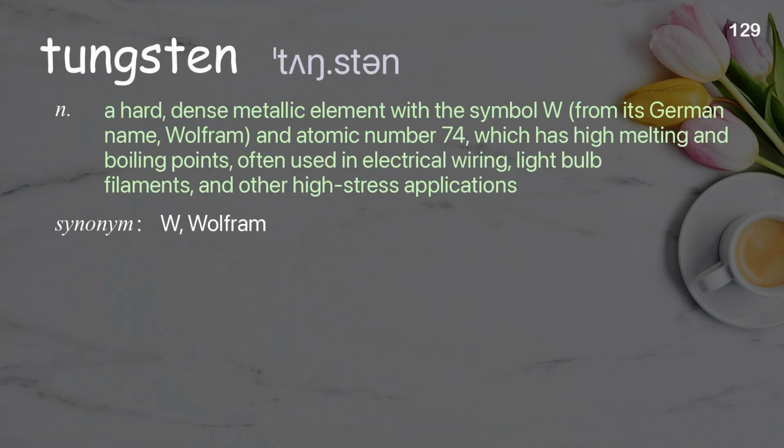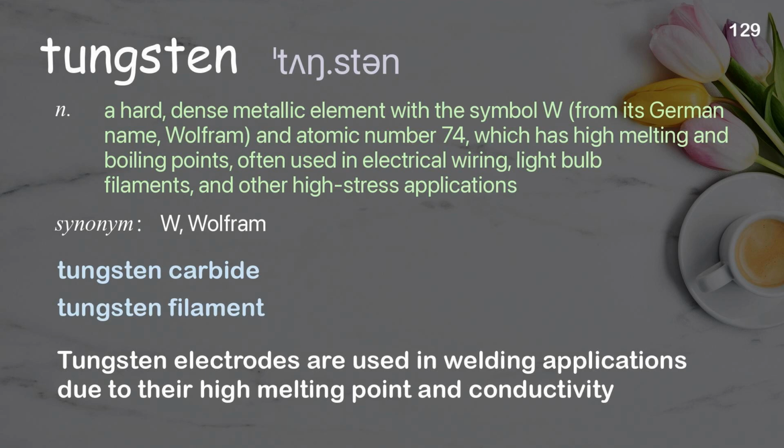Tungsten. A hard, dense metallic element with the symbol W, from its German name Wolfram and atomic number 74, which has high melting and boiling points, often used in electrical wiring, light bulb filaments, and other high-stress applications. Examples: Tungsten carbide, tungsten filament. Tungsten electrodes are used in welding applications due to their high melting point and conductivity.